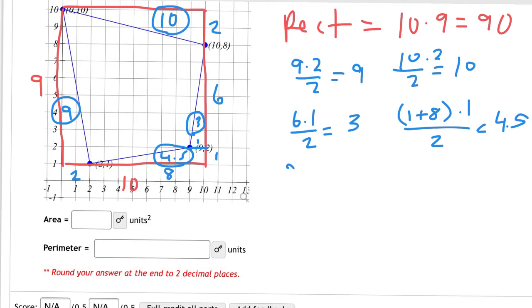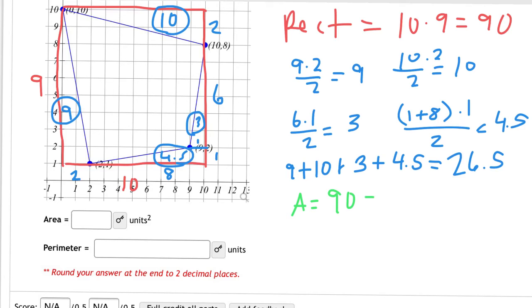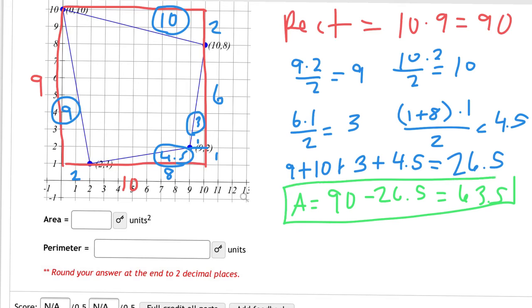So if I total all of those triangles and trapezoids together, let's see, what would I get for that? I get 26.5. So then if I want to get the area of the whole thing, I would just take the area of that full rectangle, the 90, and subtract 26.5. And if I do that, I think I'm going to get 63.5 for my area. So that would be your final answer for area.